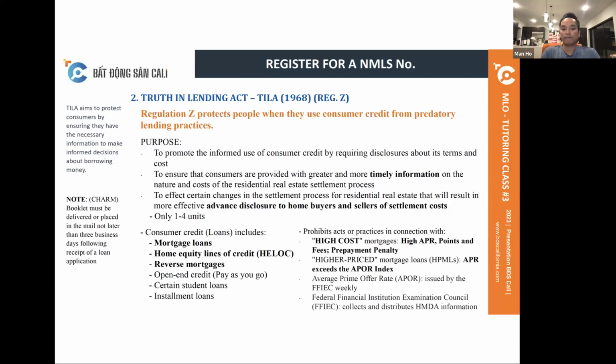Okay, to effect certain changes of the settlement process for residential real estate that will result in more effective advance disclosure to home buyers and sellers of the settlement costs. Okay, like I say, Reg Z, TILA, introduced a lot of this to promote these items. And Reg Z only protects the asset class of residential between 1 to 4 units. If you have 5 units or more, TILA won't protect you, or protect somebody that tries to buy 5 or more units.